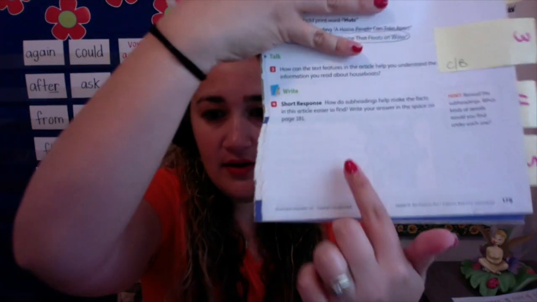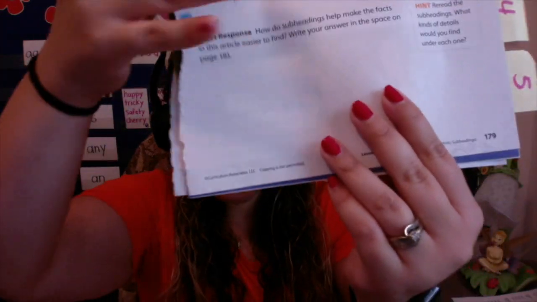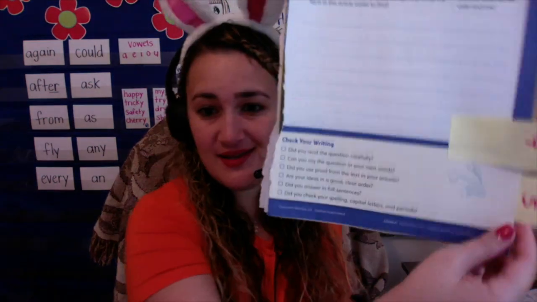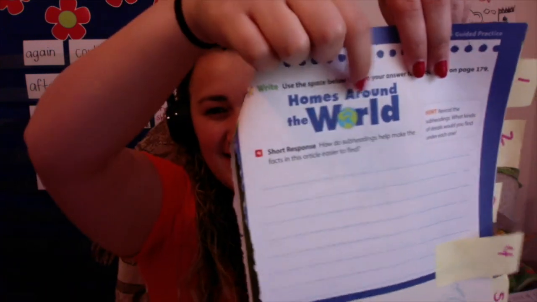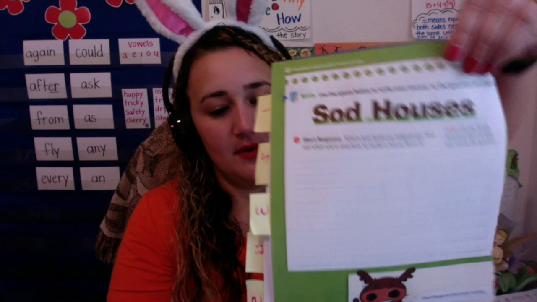For number 4, this is a short response. And a short response means that you have to write. But when you write, you have to write on the certain page. So, for example, the answer to this question, you're going to have to write it on page 181. So, you're going to have to look for page 181. Here it is. And you know this is the page because it has the same title as your story. This is where you write your response. Same thing for Sod Houses. This is where you write your response.